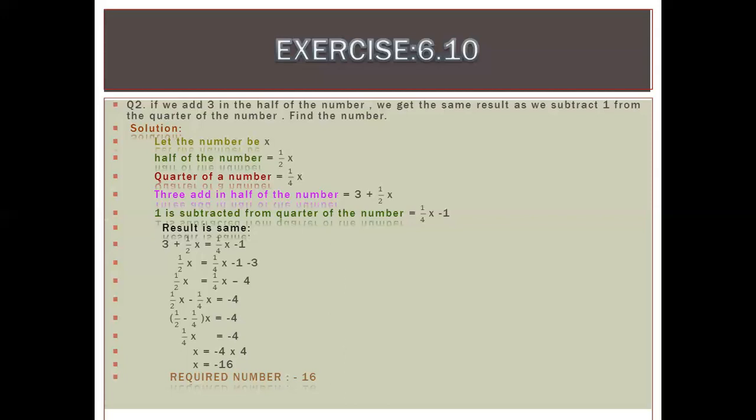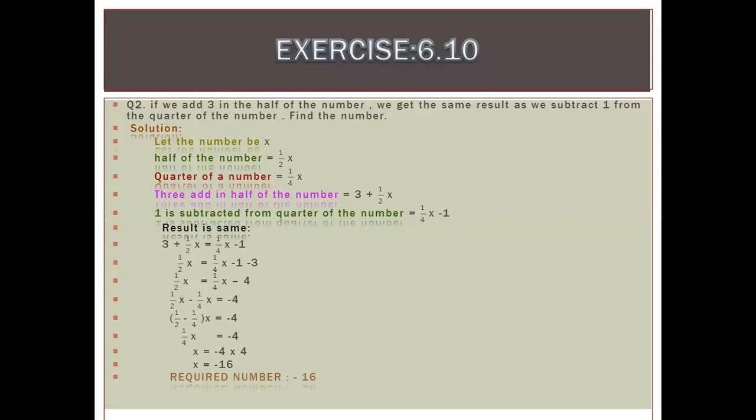Subtracted 1 from the quarter of the number. It means that first we write x by 4 and then minus 1. X by 4 minus 1. This is the second expression. The first expression is 3 plus x by 2, and the second expression is x by 4 minus 1. And in the question they mentioned the same result. It means that both expressions are equal. 3 plus x by 2 is equal to 1 by 4 x minus 1.